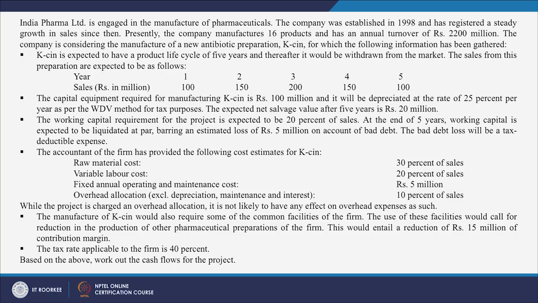So, we have to adjust this as an opportunity cost. Point number 6 is the tax rate applicable to the firm is 40%. So it means in this case, when we have to now estimate the cash flows, we have to keep all these factors in mind. The total information given here we have to keep in mind.